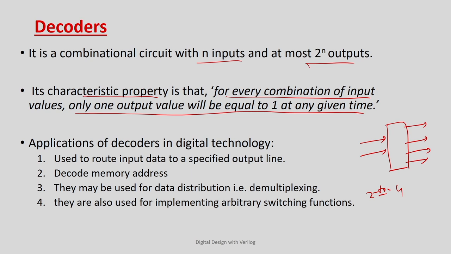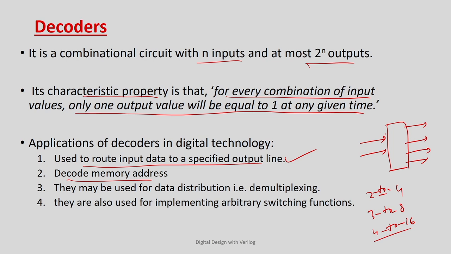Similarly, if we have 3 inputs, I will have 8 outputs, and I will say it is a 3 to 8 decoder. Or if there are 4 inputs and 16 outputs, then I will say it is a 4 to 16 decoder. This decoder is one of the important modules in digital design and it can be used for many purposes. One use is to route the input data to a specific output line. I will talk about that. It is a kind of demultiplexer, which is another version of the decoder. You can also use this to decode memory addresses.